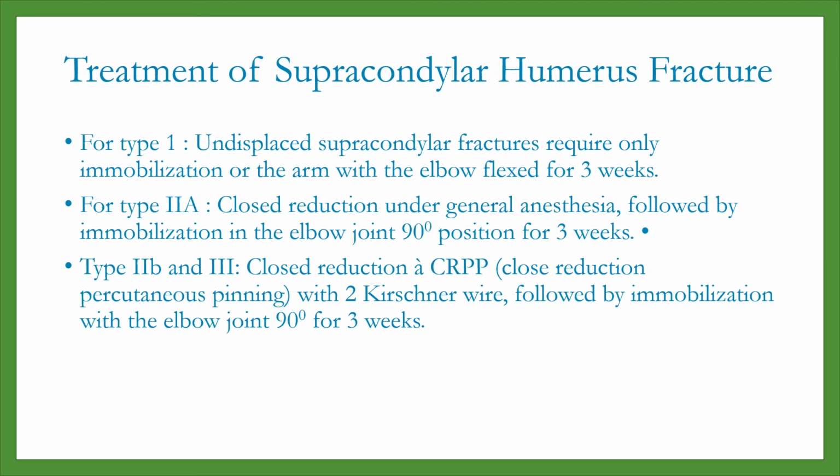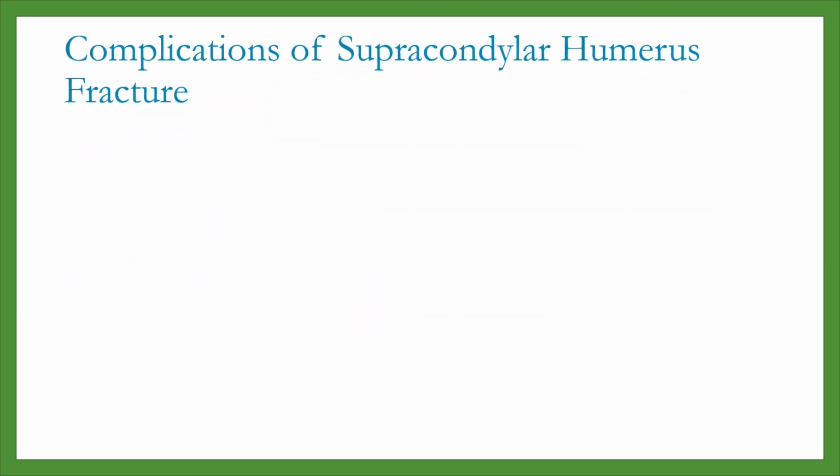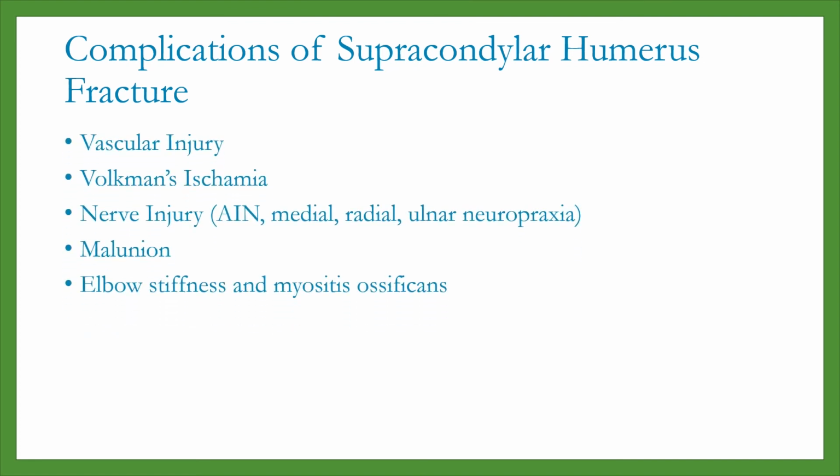Complication of supracondylar humerus fracture. Vascular injury, Volkmann ischemia, nerve injury, anterior interosseous nerve, median, radial, ulnar neurapraxia, malunion, elbow stiffness and myositis ossificans.